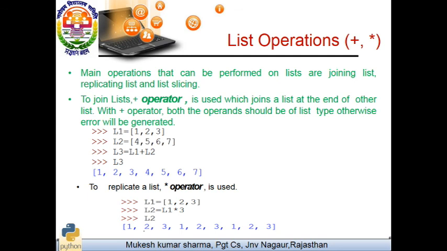We will see list operations. The main operations that can be performed on a list are joining lists and replicating lists. To join lists, we can use the plus operator, which joins a list at the end of another list. And to replicate a list, the multiply operator is used.